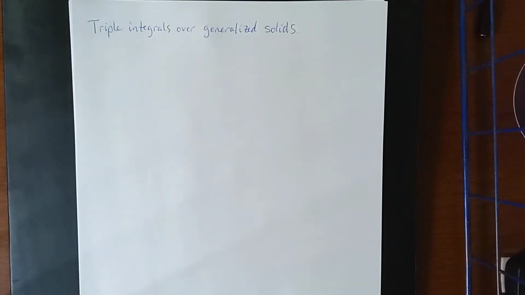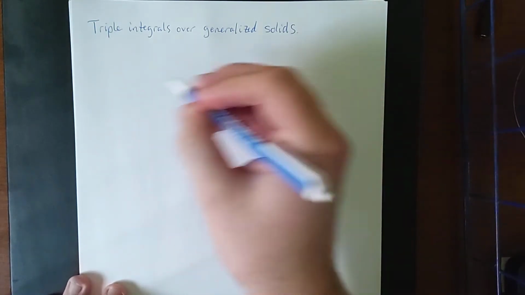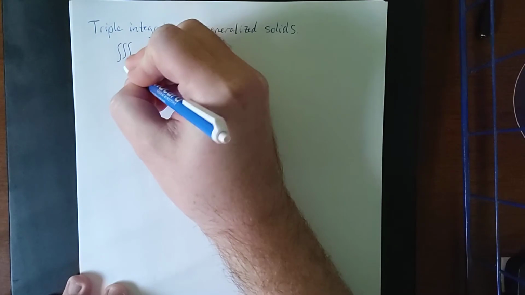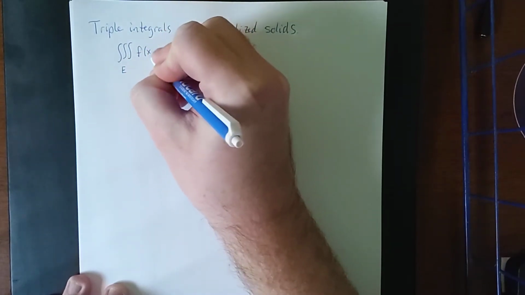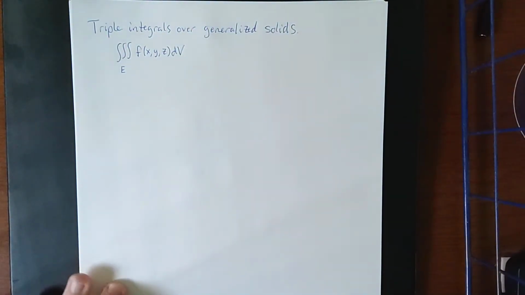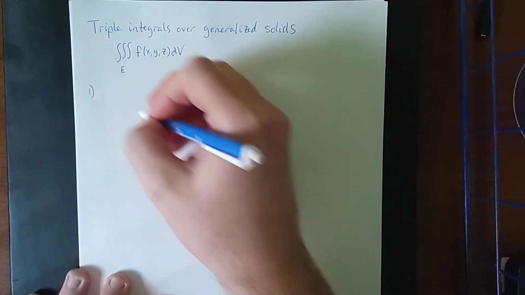Outside of just triple integrals over boxes, we're also going to see triple integrals over generalized solids. Now, for a given triple integral, there are three different ways that we can integrate first. So we're going to classify these as one of three different types. Suppose that we have the triple integral over the solid, we'll refer to it as E, of f of xyz dv.